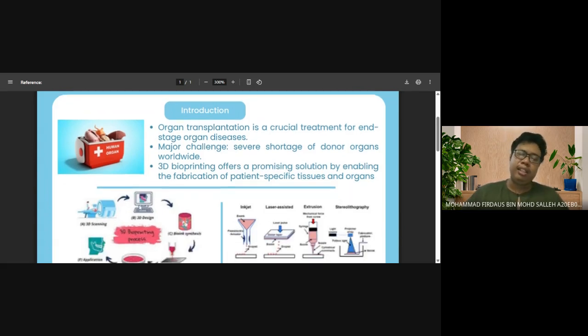With technological advancement in the medical world, especially biomedical engineering, we have created a 3D bioprinting solution by enabling the fabrication of patient-specific tissue and organs. With the creation of 3D bioprinting, we can make patient-specific tissue and organs. This can help them, and they do not need to wait for an organ donor anymore. So let's go to the next one.